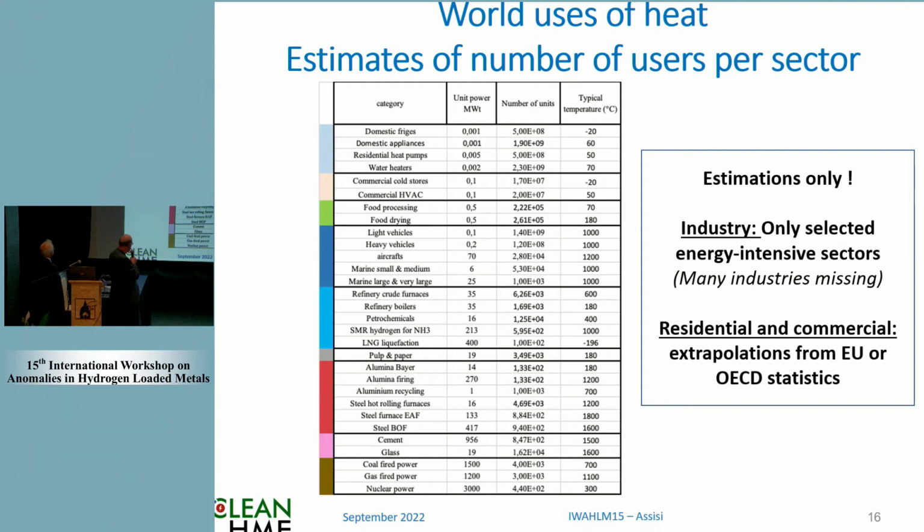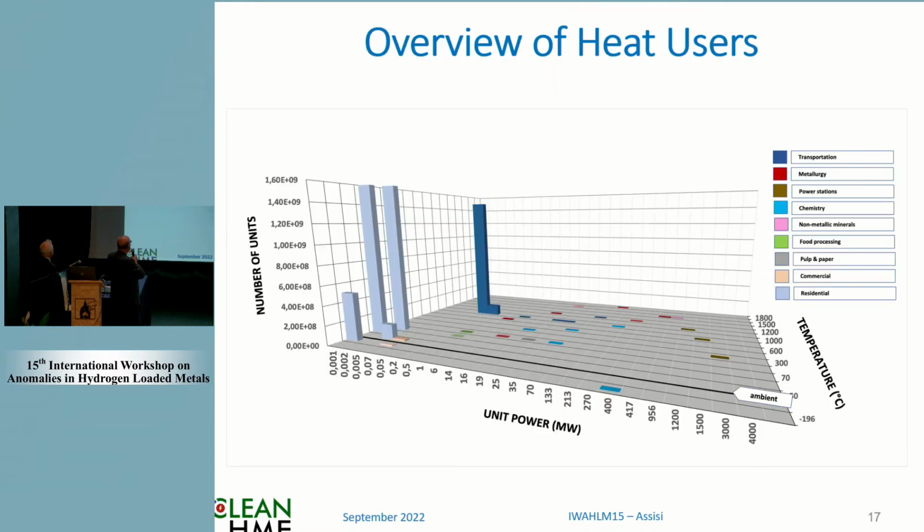For the cement industry, we have some numbers for blast furnaces, cement. In some industries, especially the energy-intensive industries, they know exactly how much they consume. And this is what you get. Here, this is a graph showing how many users you have according to the unit power at what temperature.